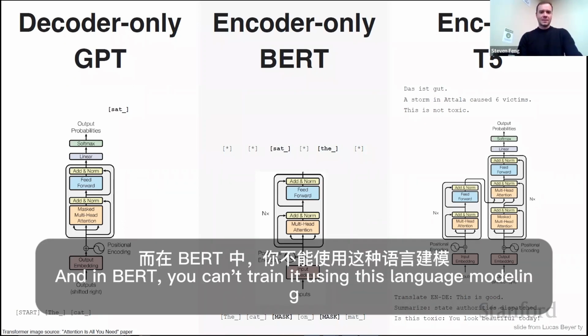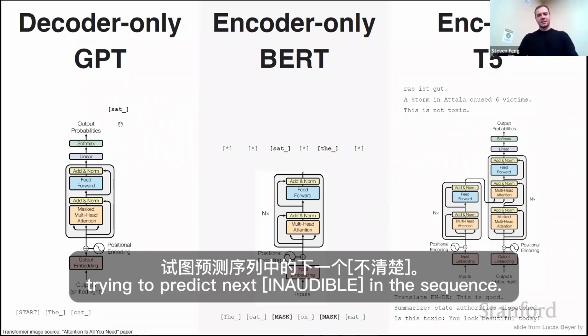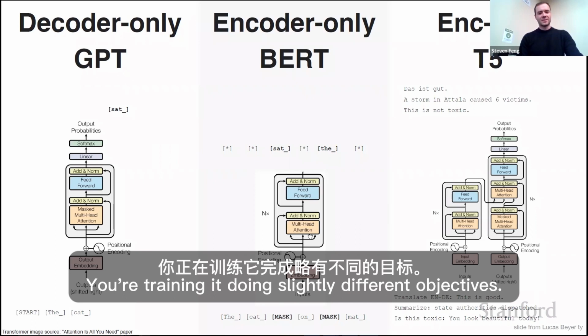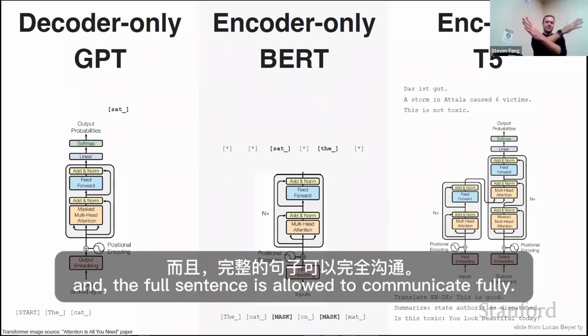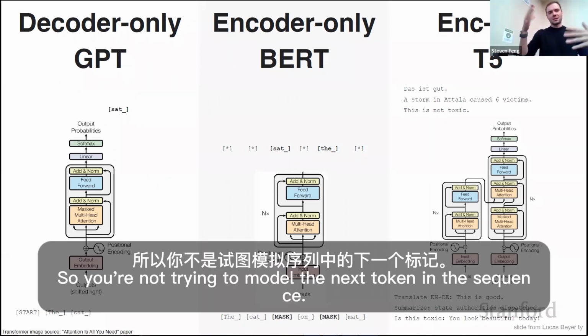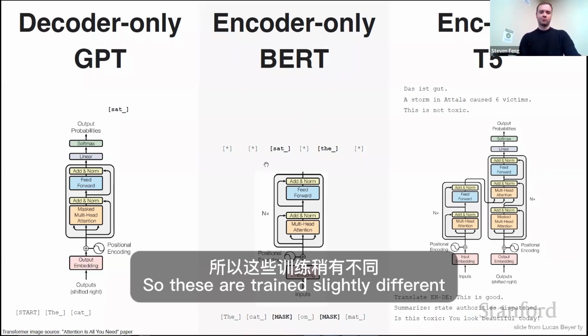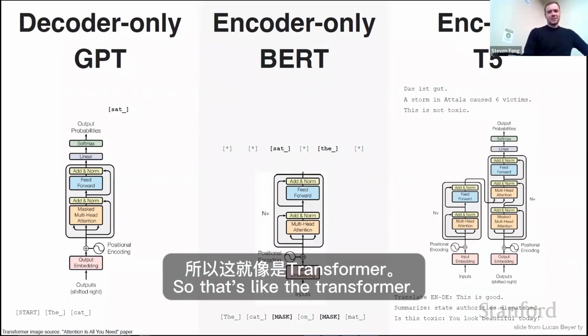In BERT, you can't train it using this autoregressive language modeling setup where you're just trying to predict the next element in the sequence. You're training it with slightly different objectives. You put in the full sentence, and the full sentence is allowed to communicate fully. Then you're trying to classify sentiment or something like that. So you're not trying to model the next token in the sequence. These are trained slightly differently, using masking and other denoising techniques. Okay, so that's kind of the transformer.